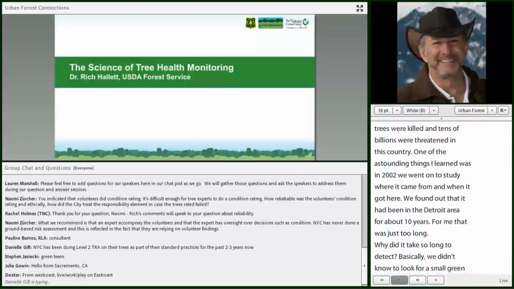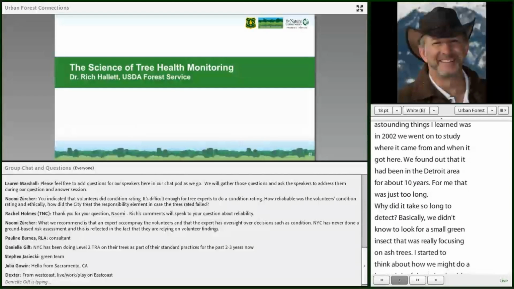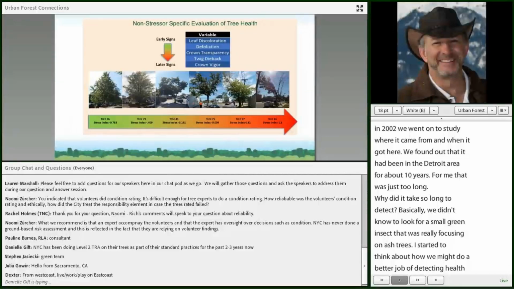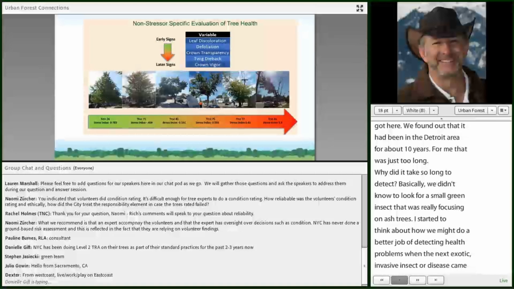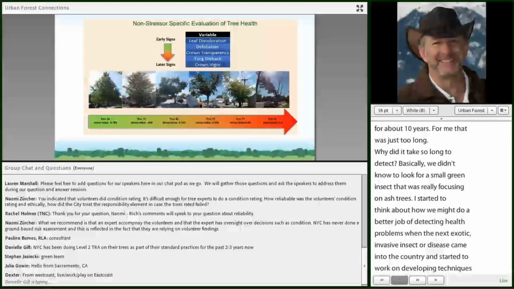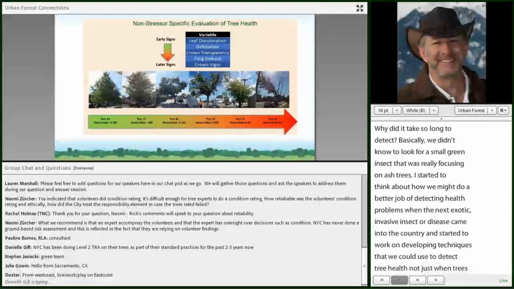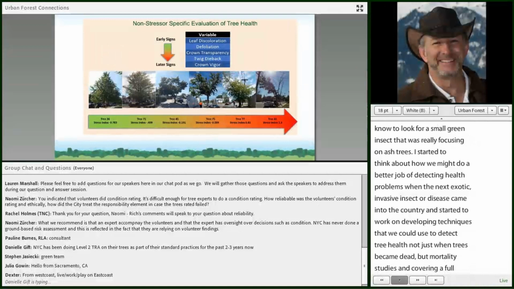I started to think about how we might do a better job of detecting incipient health problems when the next, perhaps exotic invasive, insect or disease came into this country, and started to work on developing some techniques that we could use to detect tree health, not just when trees became dead by mortality studies, but covering a full range of health from early stages of stress to later stages.